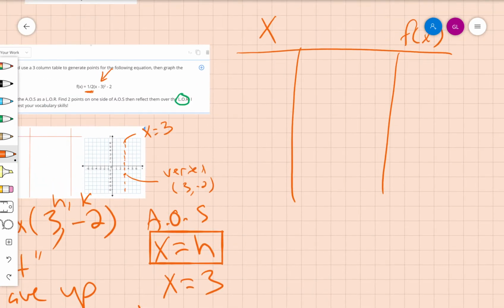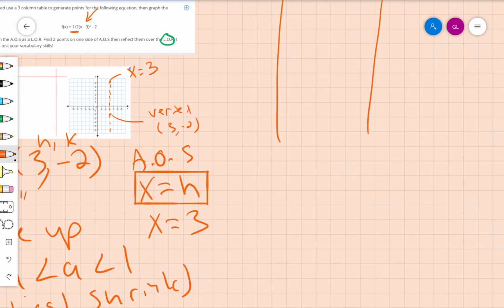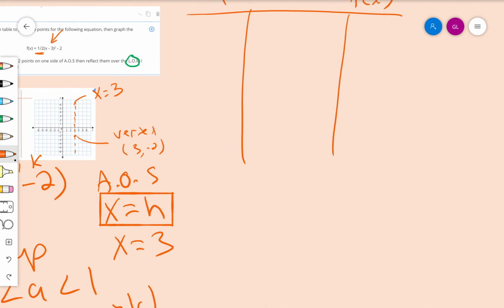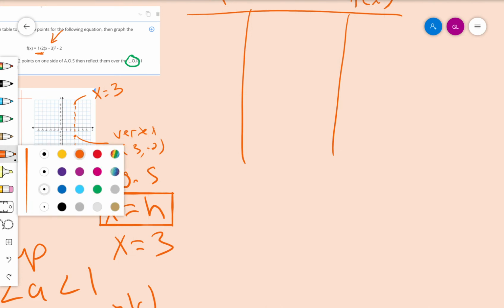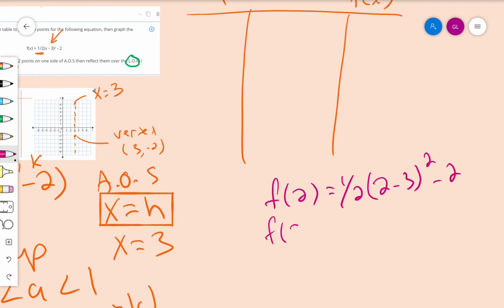Okay, so now let's look at a couple of points, and then I'm going to show you how we're going to use our axis of symmetry as a line of reflection like I did above for question 1. My AOS is x equal to 3, so I want to use 2, which is right next to it. I'm going to pick a different color here. So f of 2 equals a half times (2 minus 3) squared minus 2. So we have f of 2 equals a half of (-1) squared minus 2.